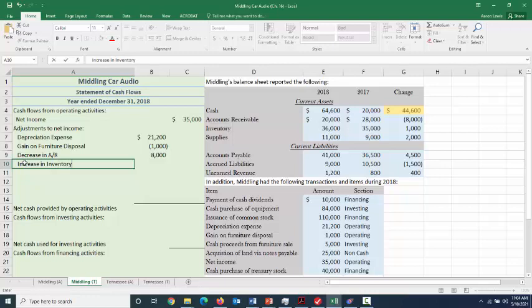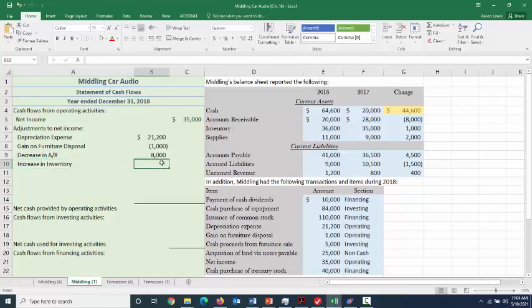Increase in inventory of $1,000. If we have more inventory on the books, we either bought more inventory, which would have required us to spend more cash, or we are not selling as much inventory, which means we would not have brought as much cash in from sales. But in either of those instances, both would decrease our overall cash flow. So that increase in inventory is going to be a $1,000 decrease to our cash flow.